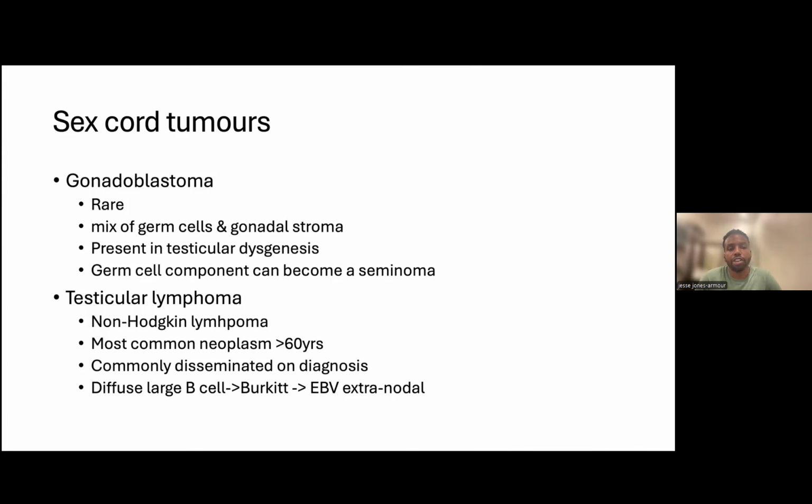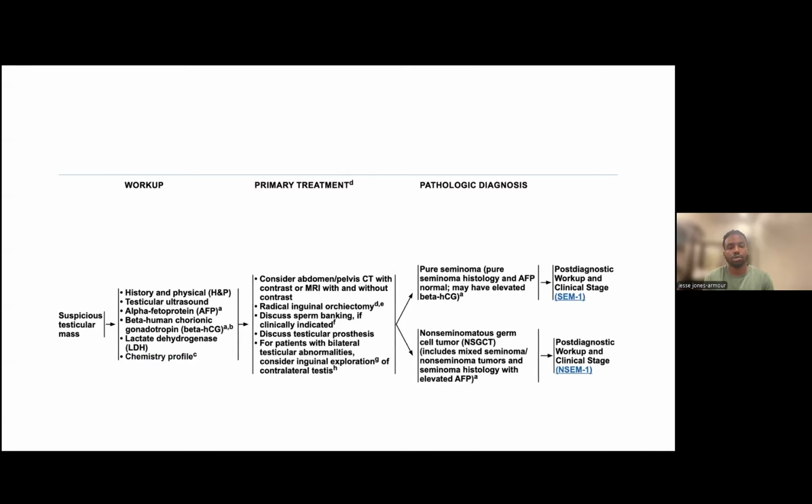You have your testicular lymphomas, which are generally non-Hodgkin lymphomas. They're very common neoplasms in the age above 60. Often they are disseminated at time of diagnosis. And in order of commonness, you have your large B cell, then your Burkitt, then your EBV extranodal carcinomas.